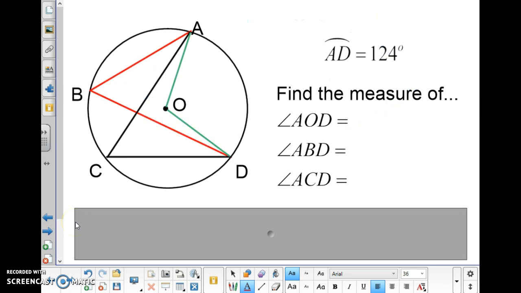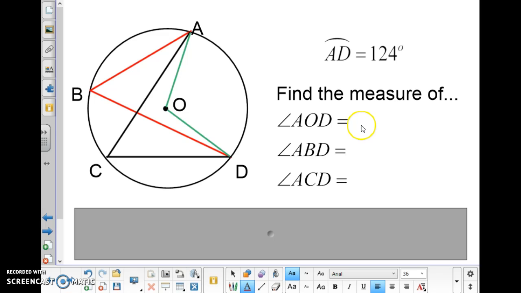Here are the couple theorems we're going to finish this video up with. So, number one, I know that AD is 124 degrees. So I'm giving that to you as a fact. Take a moment, pause the video again, and find the measure of AOD, find the measure of ABD, and find the measure of ACD.